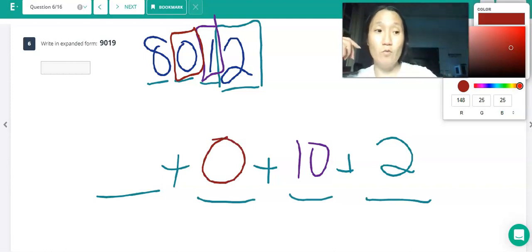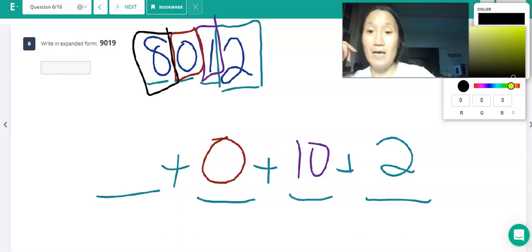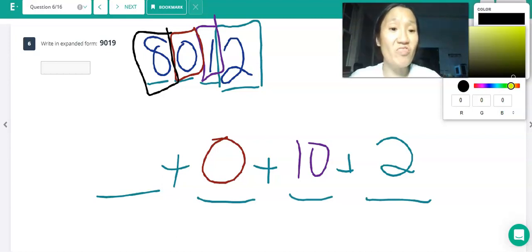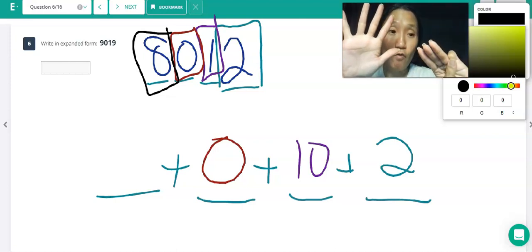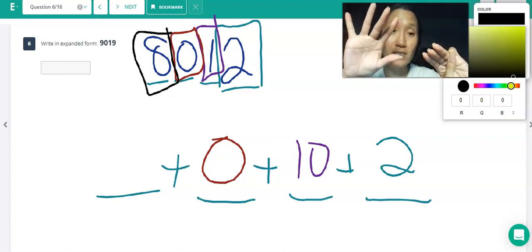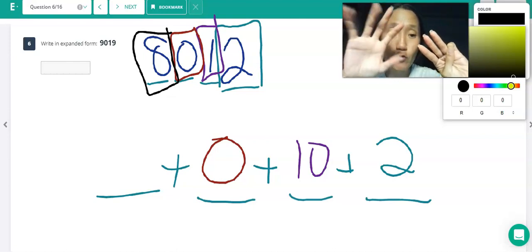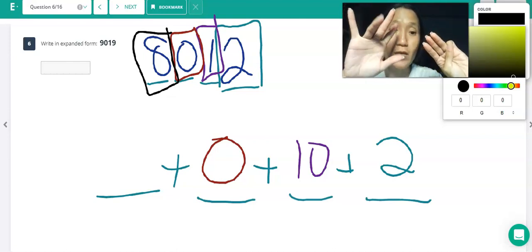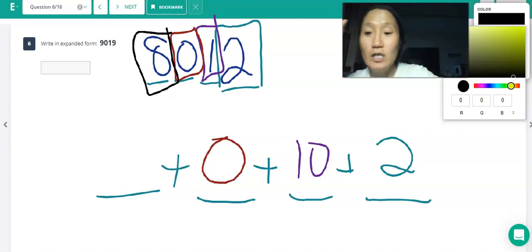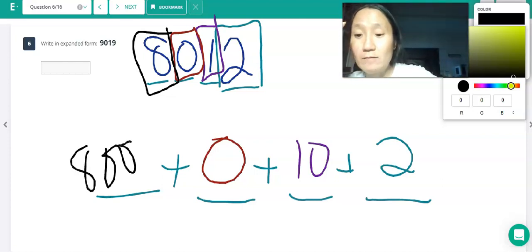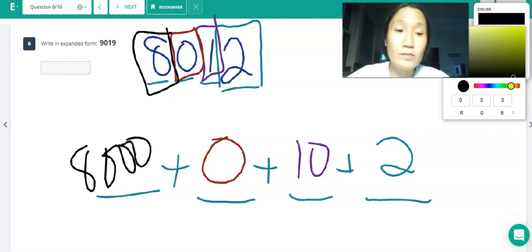And then I have this last one, and it says I have 8 $1,000 bills. 1, 2, 3, 4, 5, 6, 7, 8. Each is worth $1,000: 1,000, 2,000, 3,000, 4,000, 5,000, 6,000, 7,000, 8,000. So this is worth 8,000. There's your expanded form.